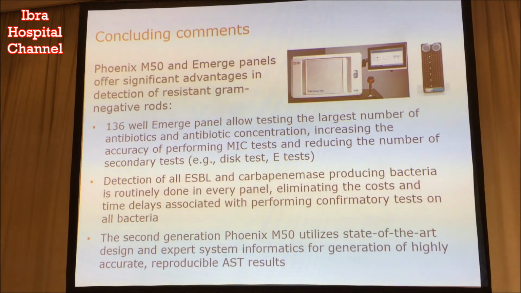So maybe some concluding comments, and I'm going to make these specific for the BD Phoenix M50, the new Phoenix platform, and the Emerge panel. They offer significant advantages for the detection of resistant gram-negative rods. The Emerge panel consists of 136 wells, so you have a very large number of antibiotics and antibiotic concentrations that can be tested, as well as specific tests for ESBL production and carbapenemase production. What this allows us to do then is to do the confirmatory test directly at the same time that your routine susceptibilities are performed.